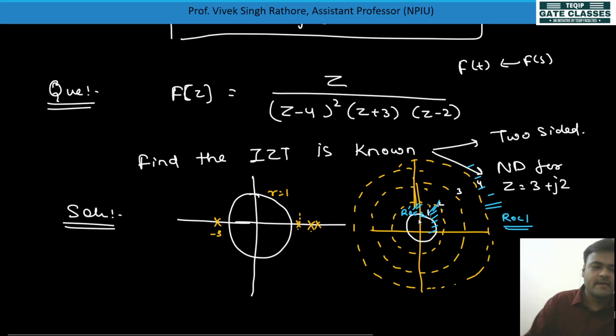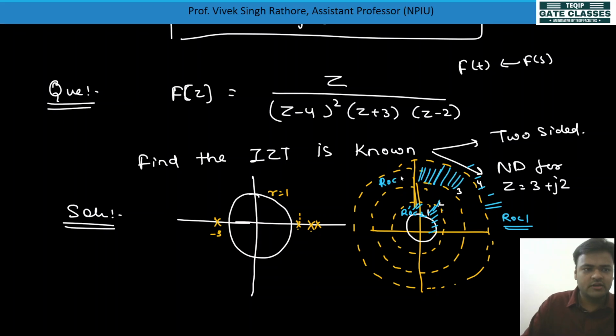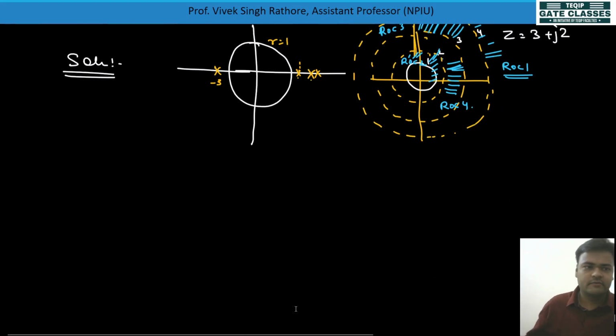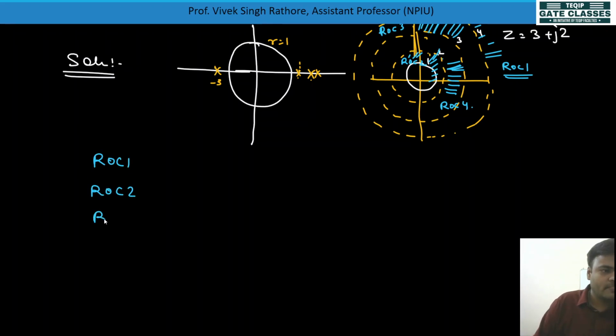So it will be overall left sided, or inward to the least pole. Okay, and one more condition is there, that the ROC can be formed in between. So ROC number 3 can be seen, and one more ROC is there. The ROC can be formed in between 2 and 3, so ROC number 4 can be considered. So see, I'll write you ROC1, ROC2, ROC3 and ROC4.